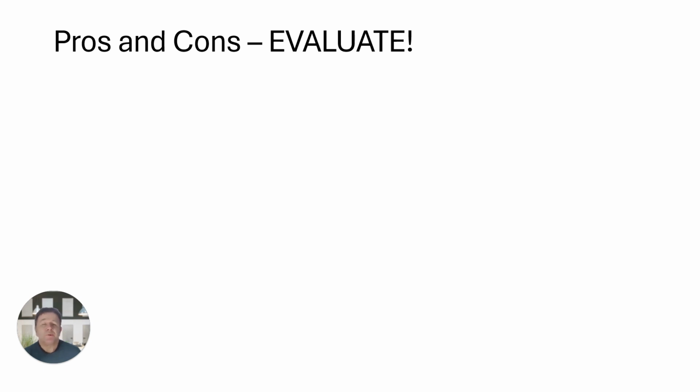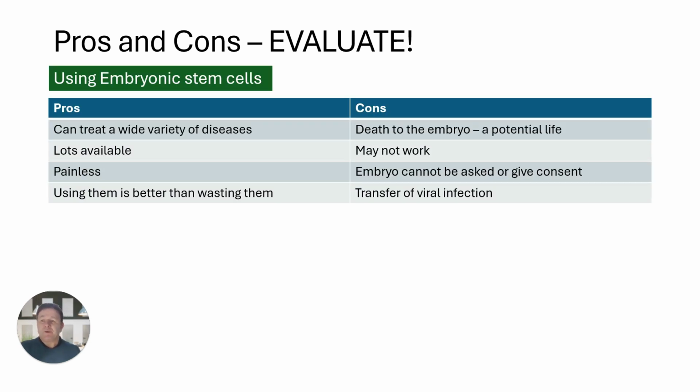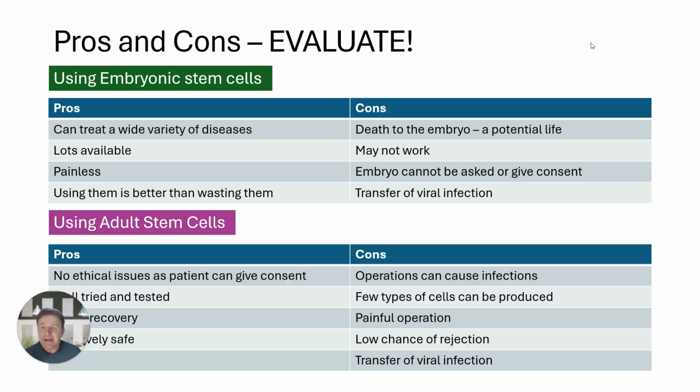Pros and cons. So you might see the word evaluate in an exam. So evaluate the use of embryonic stem cells. So using embryonic stem cells, there are many pros and many cons. So the main pros, you can treat a wide variety of diseases. There's lots available from IVF clinics. It is painless. Using them is better than wasting them. Cons, death of the embryo. So it's a potential life. It may not work. Embryos cannot be asked to give consent, and you might transfer a viral infection.